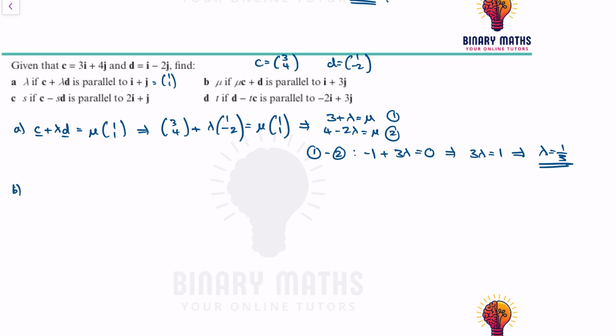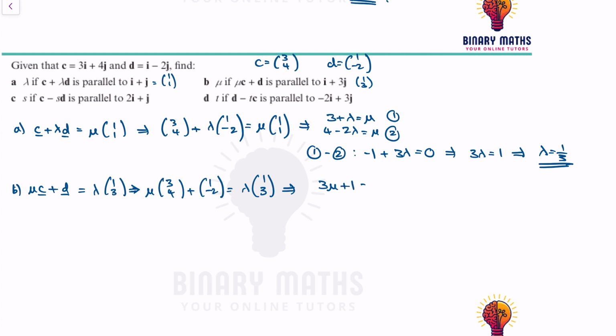Okay, part B. Mu times C plus D is parallel to i plus 3j, which is (1, 3). So parallel to lambda, another scalar multiple, times (1, 3). Which means mu times C, which is (3, 4), plus D, which is (1, minus 2), is equal to lambda times (1, 3). Which implies I get the two equations, 3 mu plus 1 is equal to lambda, and 4 mu minus 2 is equal to 3 lambda.